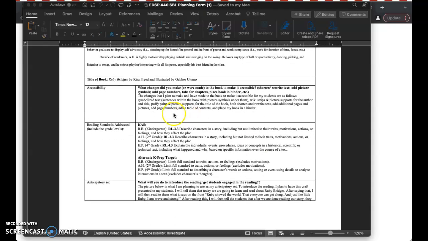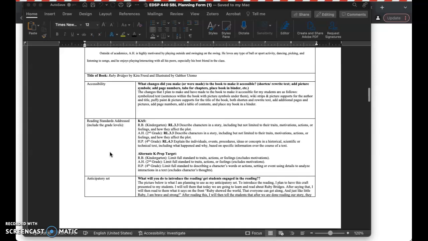Okay, so here you're basically just filling in things about the book that you want to highlight and that you need to teach. So we have our title here, accessibility. Here you're going to explain all of the adaptations that you are going to make to the book.